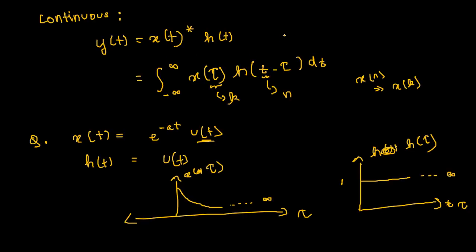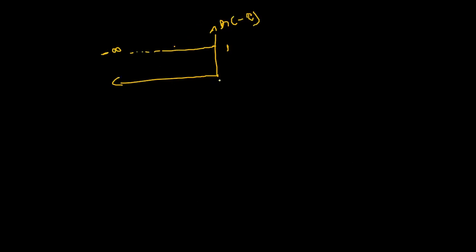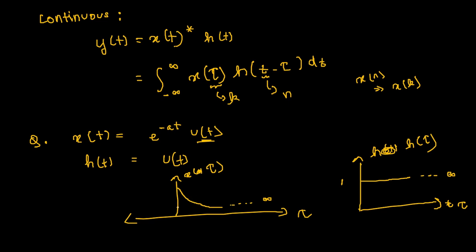So the first operation that we'll do is reversal on h of tau. So h of minus tau, and we get unit step function, but in the other direction, all the way to minus infinity, right? So this is the value of x of tau, and this is the value of h of minus tau. Now let's see at y of 0. Y of 0 basically means no shifting, right? So here we have the value only at 0, right?